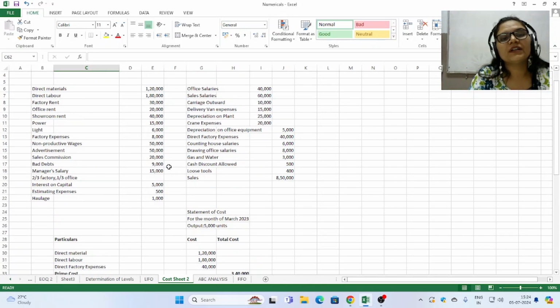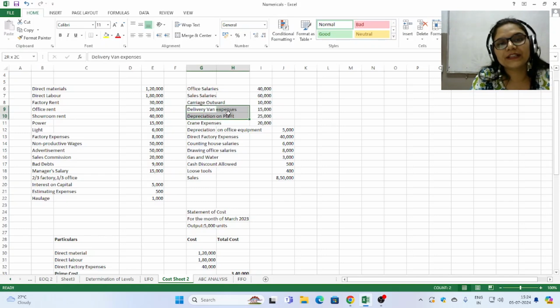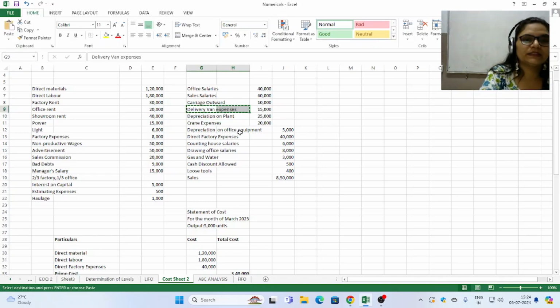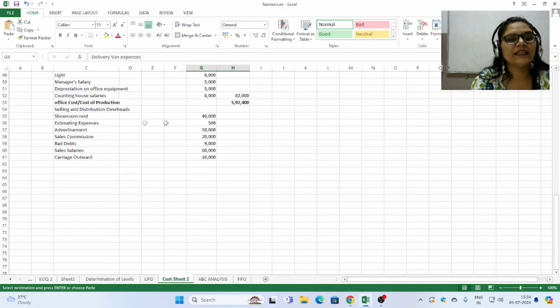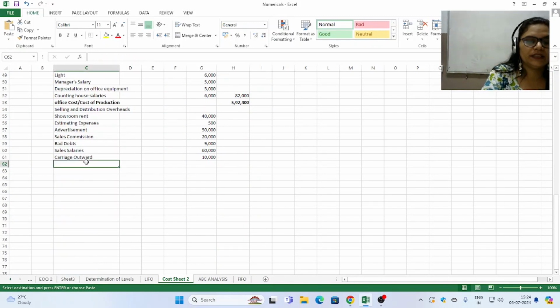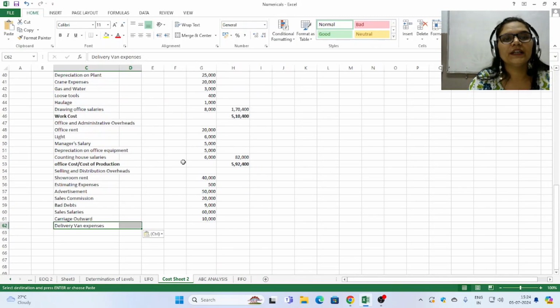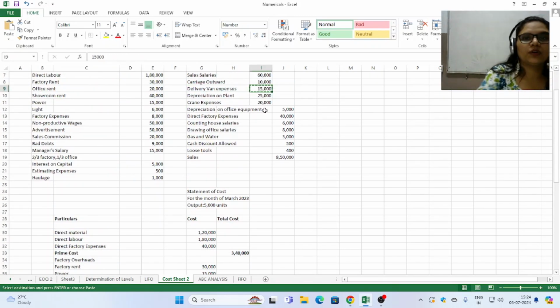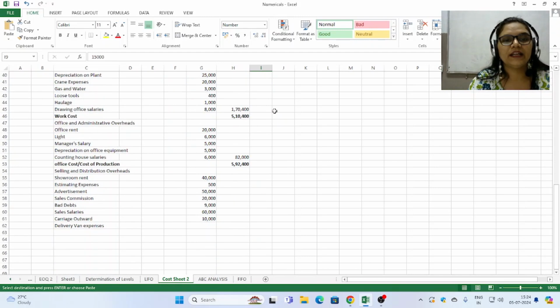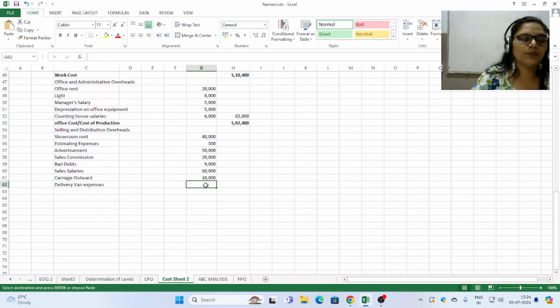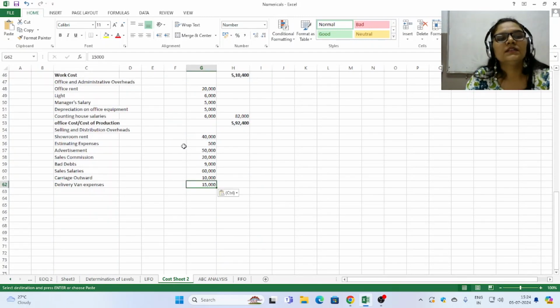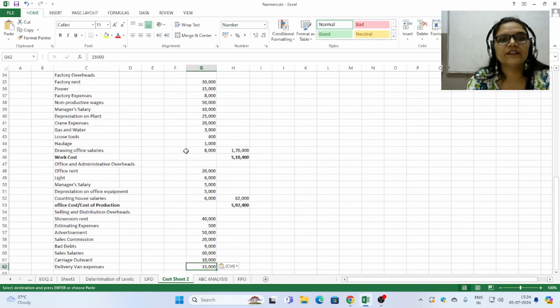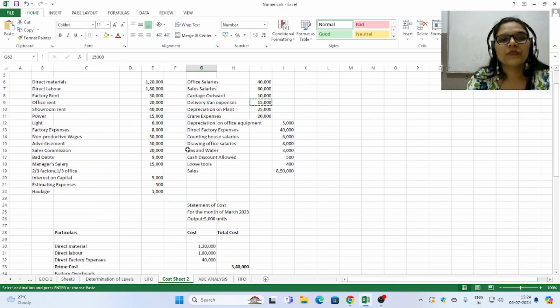Carriage outward, we have covered. Anything we left? Yes, we left delivery van expenses. Delivery van expenses are a part of your selling and distribution overheads, so they will be included in your statement of cost in your selling and distribution component. Delivery van expenses, carriage outward, sales salaries, I think we are left with nothing.